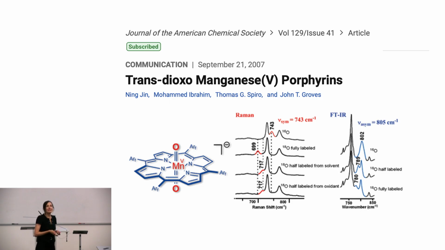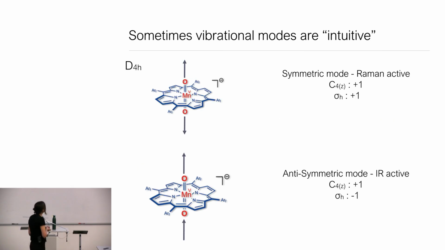And we already discussed the fact that IR requires, of course, a change in dipole. And so if I was interested in the dioxo, for instance, to have a change in dipole, I would need some sort of anti-symmetric mode. Whereas to have a change in polarizability for the Raman, I would need to have some sort of expansion. Both oxos would need to move out, right? That would be my change in polarizability.